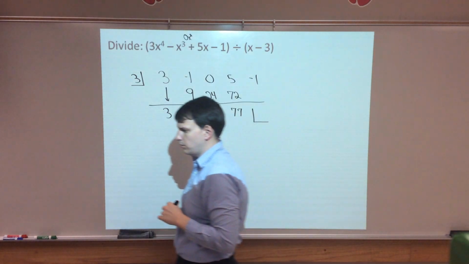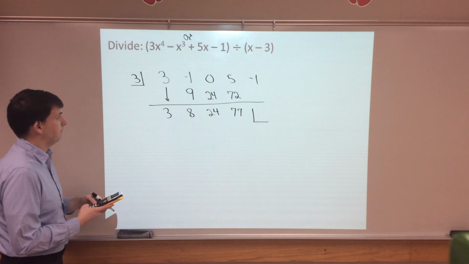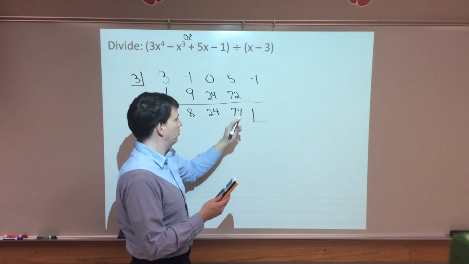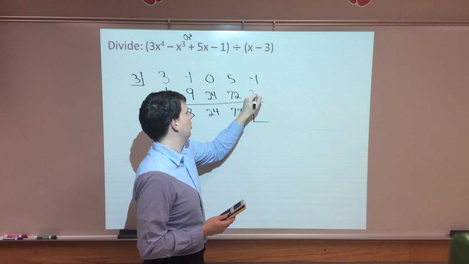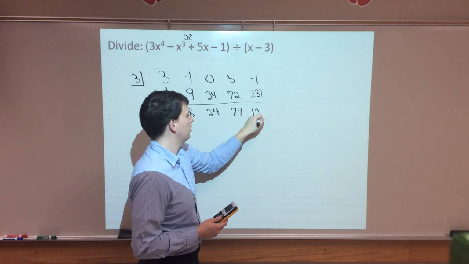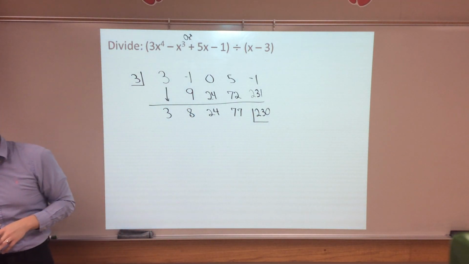And then 3 times 77, I'm not sure what that one is. I'm going to type that one in. Okay, so 3 times 77 is 231. And 231 combined with negative 1 is 230. So 230 is going to be our remainder.